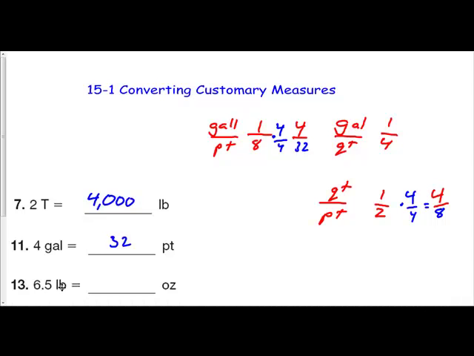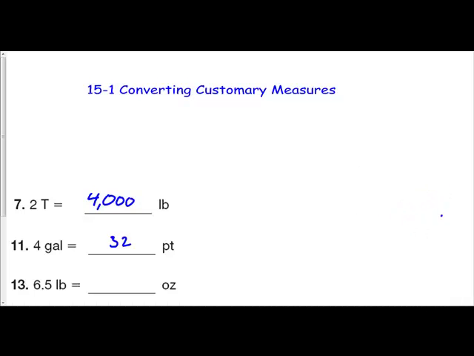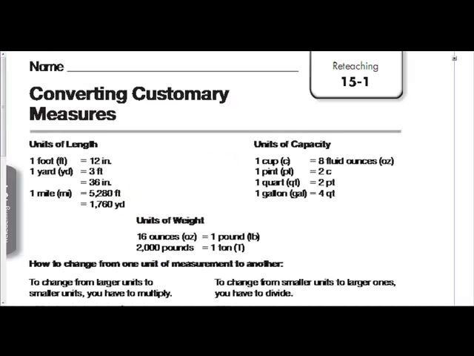Let's take a look at 6.5 pounds and find out how many ounces there are in 6.5 pounds. So what are we comparing? We're comparing pounds to ounces. Let's take a look. Going back one, let's find out where that's at. So we have 16 ounces in 1 pound.